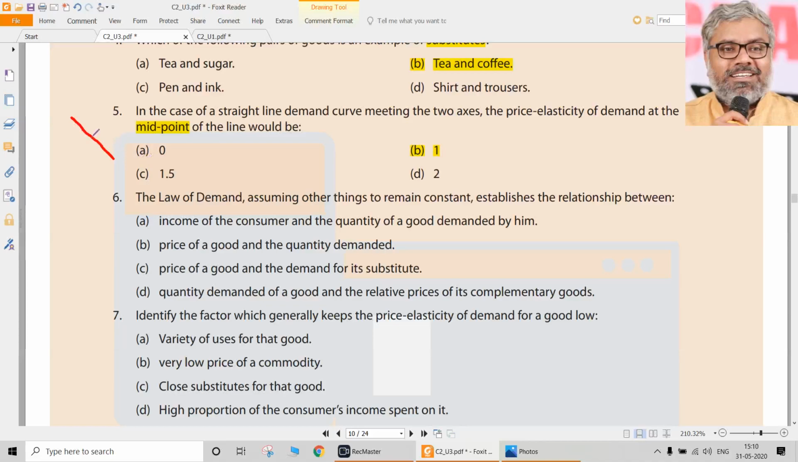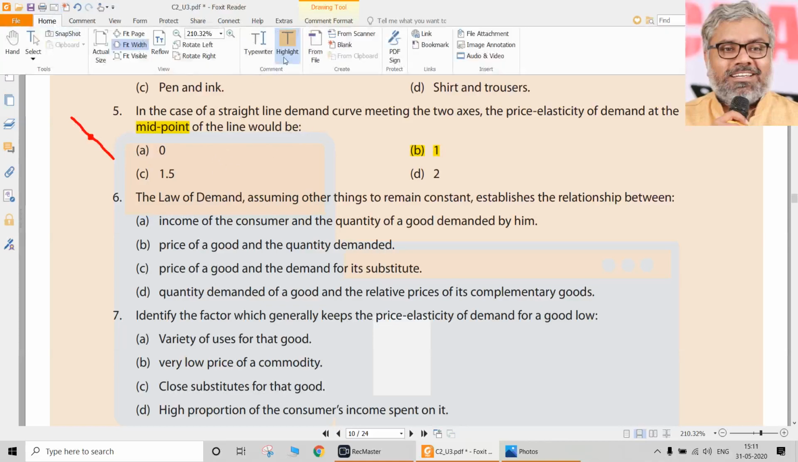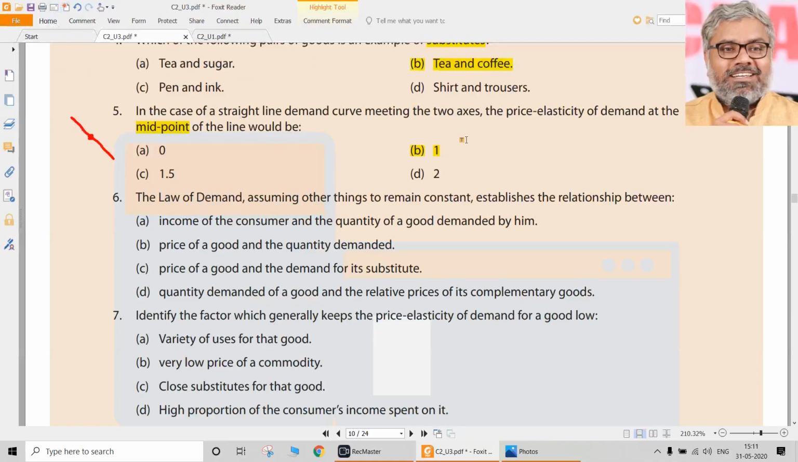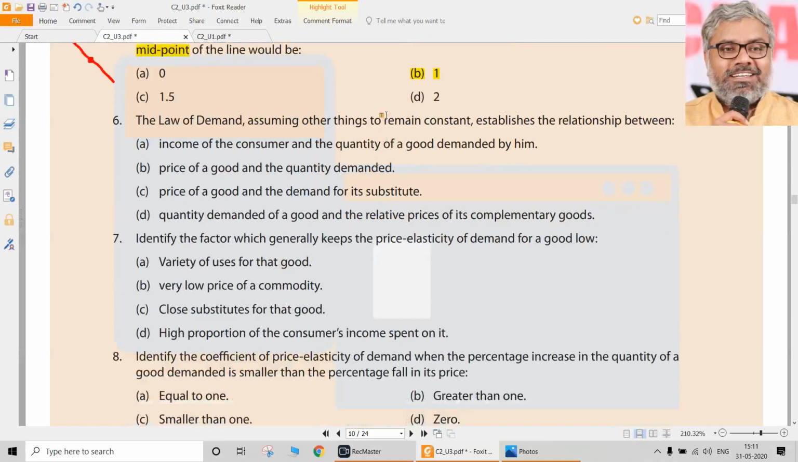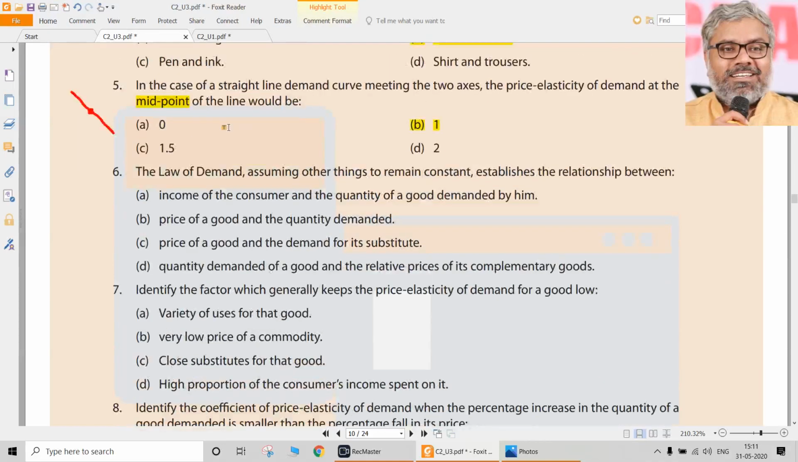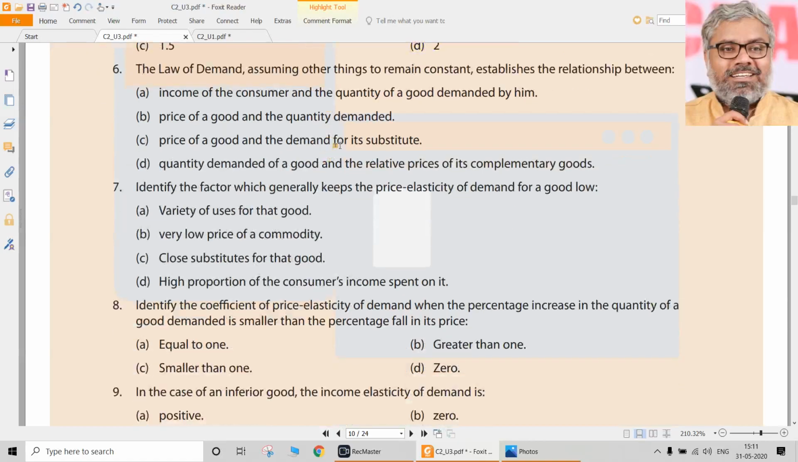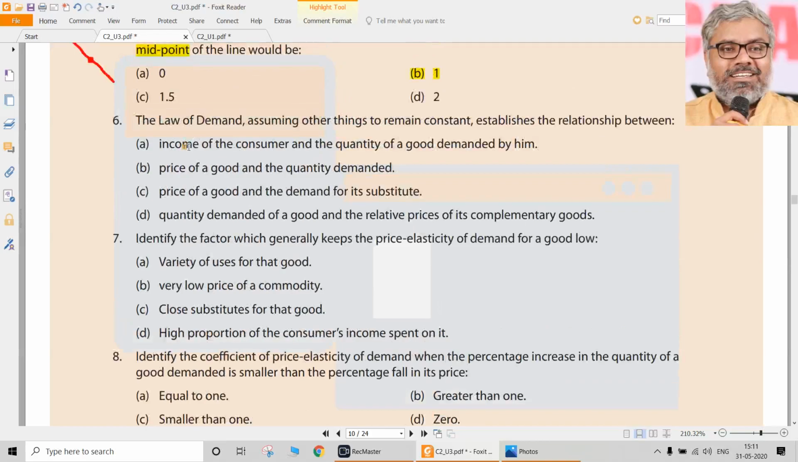So, at the midpoint exactly, what is going to be the elasticity of demand? Definitely that is going to be equal to 1. Straight question. That concept of point elasticity, if we remember, automatically we can answer this question directly. No need of much further thinking process. So that is 5th question.